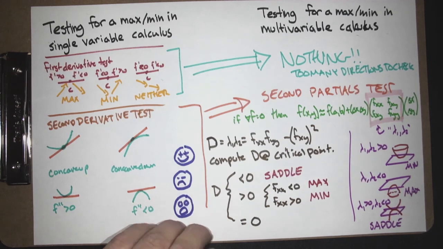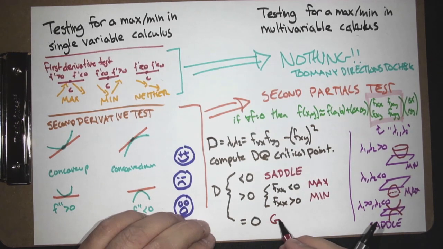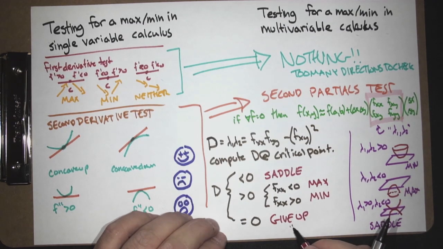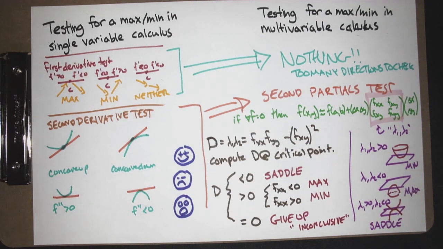What happens if you get 0? Then you give up. Actually, that's not quite the phrase we say. The phrase we use is inconclusive. If it's 0, we don't have enough information to make a decision. So that's the test. You find your critical points, plug them into this expression, and use the rule here. Check the signs, so you can tell if it's a saddle, a max, or a min. Almost never will they give you something where you have to give up, but in theory, it might happen by mistake.